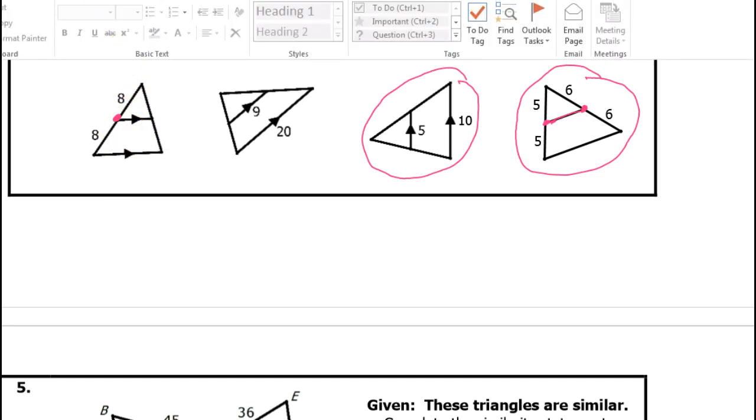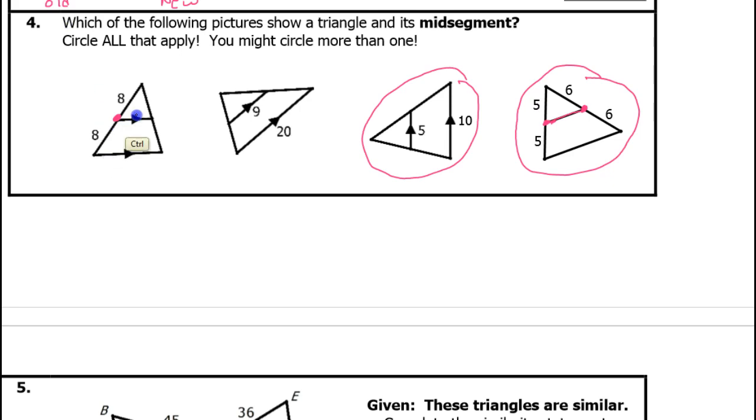However, here's why you would have been wrong. Because these lines are parallel, that makes these corresponding angles, so we know these are going to be congruent. Similarly, these angles are corresponding angles, and since the lines are parallel, these are equal. So that makes these triangles similar because they have all the same angles.